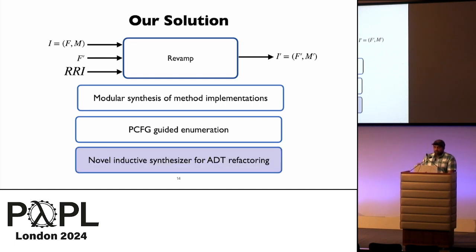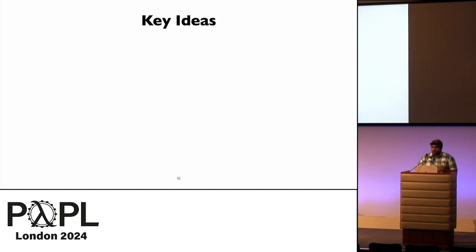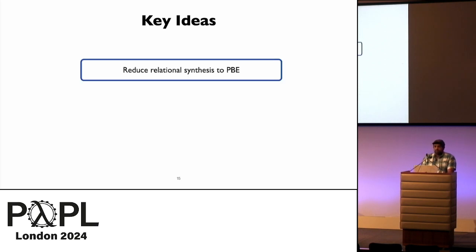But the core contribution in this work is a novel inductive synthesizer within a CEGIS loop that really accelerates the synthesis. And I will describe that in the following slides. So our inductive synthesizer consists of three key ideas. First, at its core, this synthesis problem is a relational synthesis problem, and we can reduce this generally complex synthesis task into a case of programming by example.